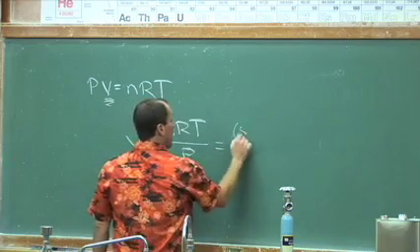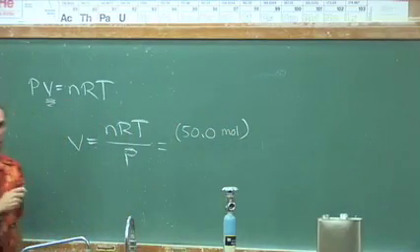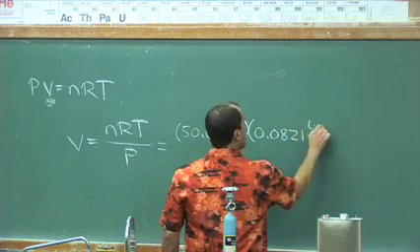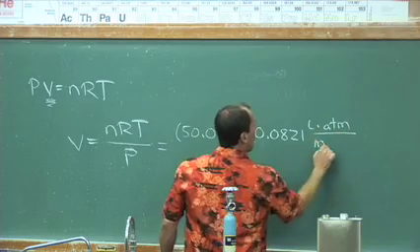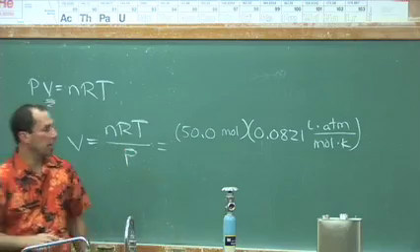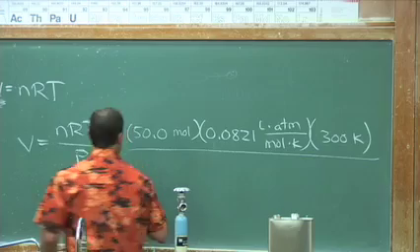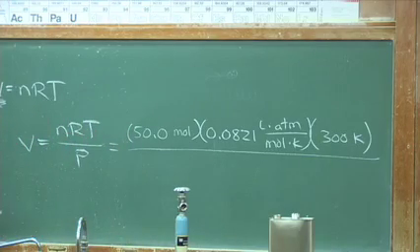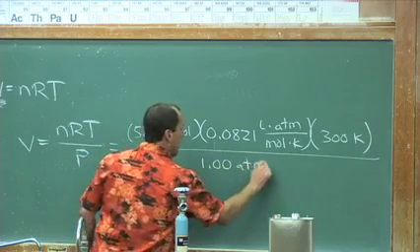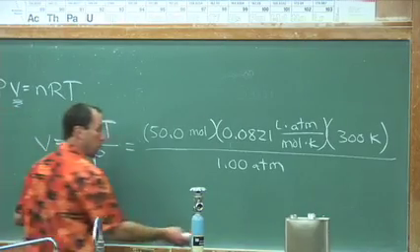Let's put in some numbers. n is the number of moles of gas, 50 moles of gas. R is the ideal gas law constant, 0.0821 liters times atmospheres over moles times kelvins. Temperature, conveniently described as 300 Kelvin. We don't need to do unit conversion on this. And the pressure, our room is very close to 1 atmosphere. I made it up in the problem, it was 1.00 atmospheres. In just a moment, we'll take out our calculators and solve this. But first, let's see if our units work out.